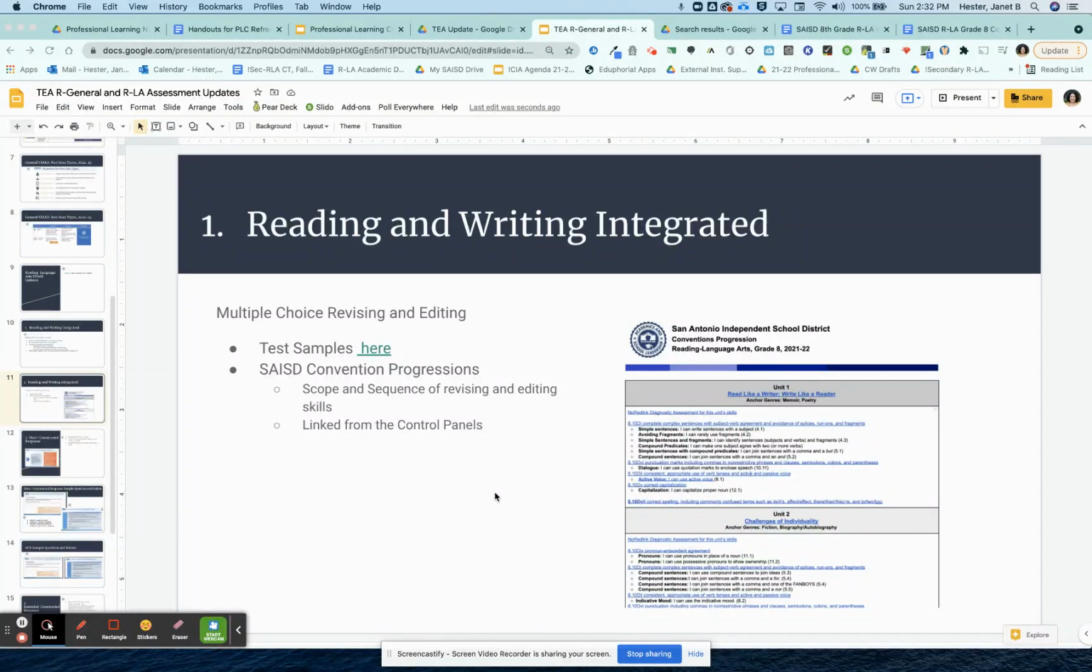So one of the changes that we need to consider is that multiple choice items for revising and editing skills will now be present on grades 3 through 8 reading language arts integrated tests, not just in grade 4, grade 7, and our EOCs. We're going to see them throughout the grade levels.